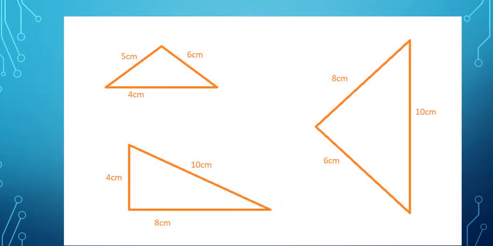Here is an example. See the first one. Here we have 5 centimeter, 4 centimeter, 6 centimeters. Three sides are different. Here also 4 centimeter, 8 centimeter, 10 centimeter. So this is called scalene triangle. If the three sides of a triangle are different, they are called scalene triangle.